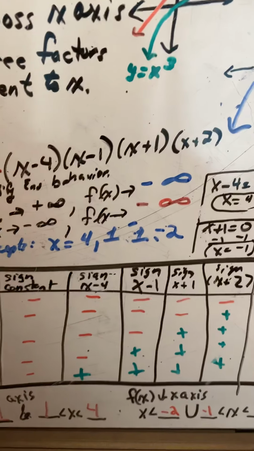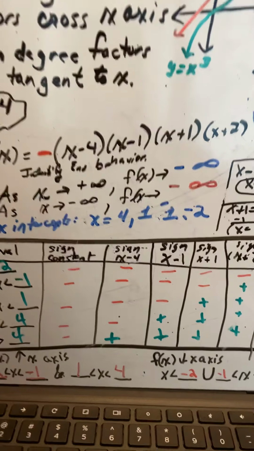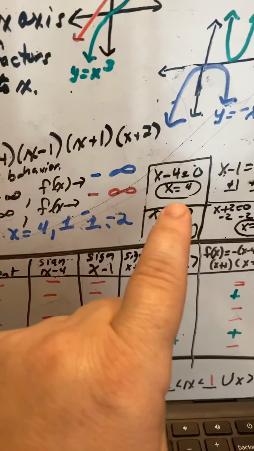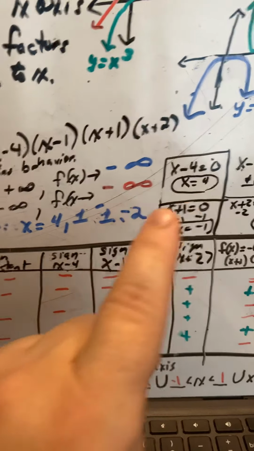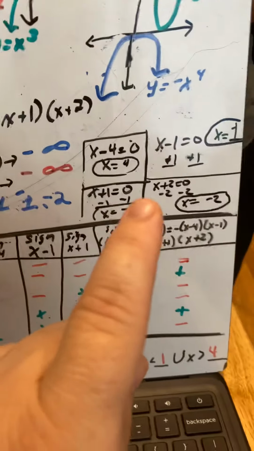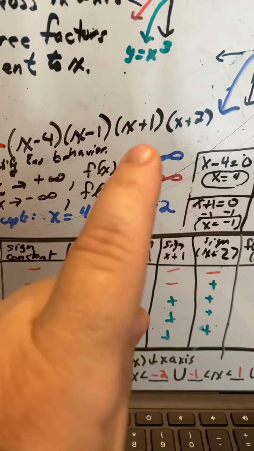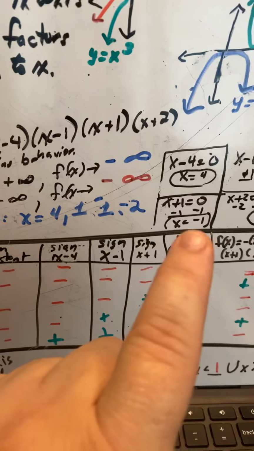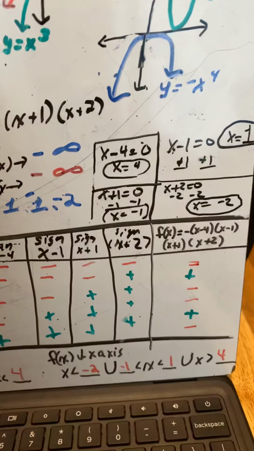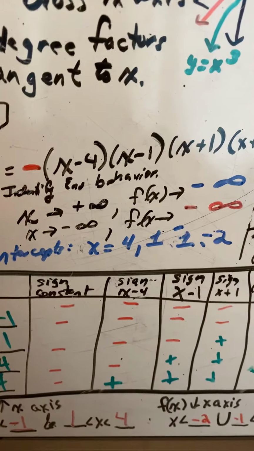Take a look, if you will, please, at the different x-intercepts. We have x equals 4 because you're going to set this factor equal to 0 and solve it. So x equals 4, you guys know how to do that. x minus 1, set them both equal to 0. And so when x is 1, it's going to cross. And for this one, x plus 1 becomes x is minus 1 for the actual x-intercept. And x plus 2, you subtract 2 from both sides, and you get an intercept of negative 2. Okay?